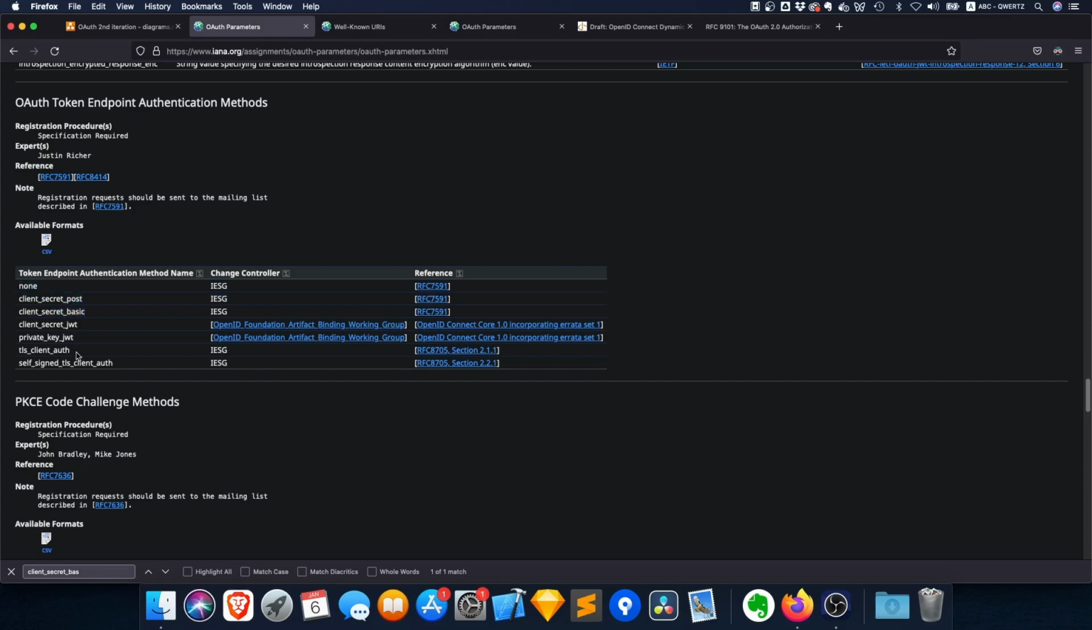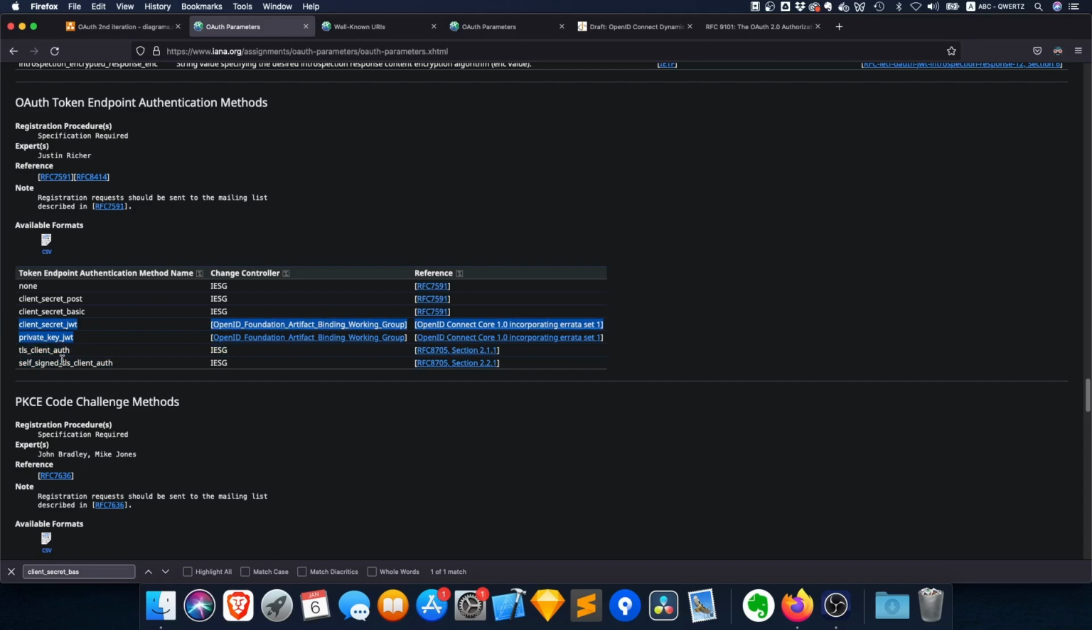And then this one is something that we have already talked about. Yeah, so TLS client auth and TLS self-signed client auth is mutual TLS. So in case of self-signed, it means you created the certificate by yourself. And in case of client auth, it means you have a certificate from a certificate authority. So it's pretty self-explanatory. The only thing I still need to explain are these two.